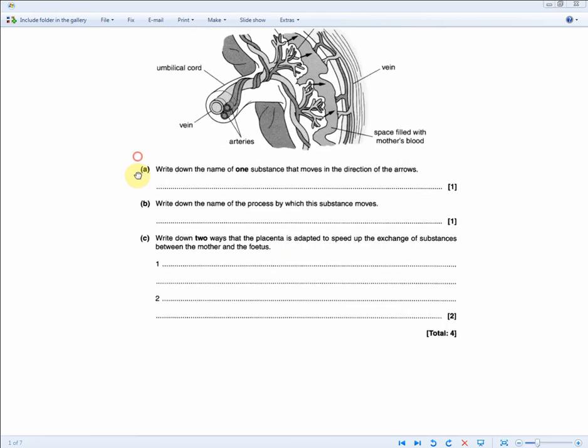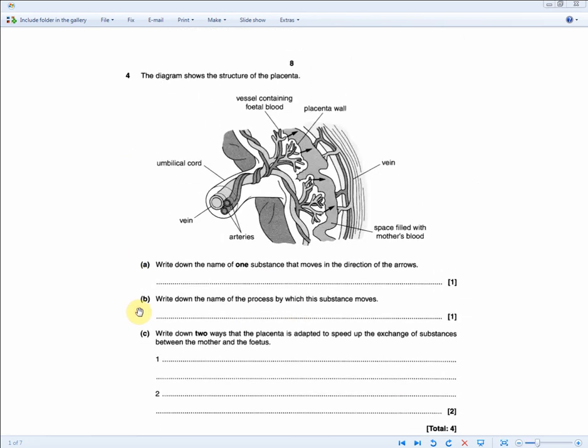Placenta, and what you should take note of is that the question is a repeat of what we've already done, just reworded slightly differently, but they're still examining the same area of the syllabus, or more importantly, the same area of the revision guide. So let's go through the questions and you'll see where the repeat comes in. The diagram shows the structure of the placenta. Write down the name of one substance that moves in the direction of the arrows. So for one mark, let's look at where the arrows are. The arrows are pointing into the space filled with mother's blood. So basically mother's blood and the fetus must be here. So what goes into the mother's blood?